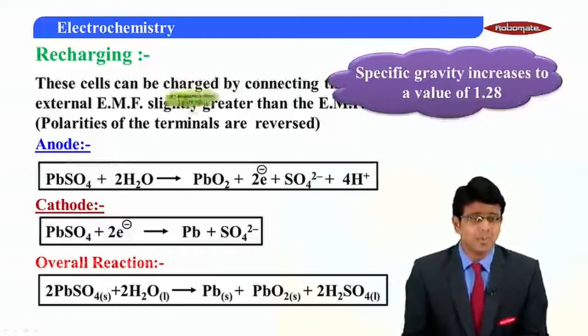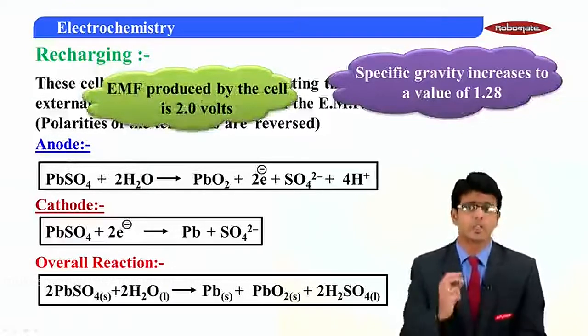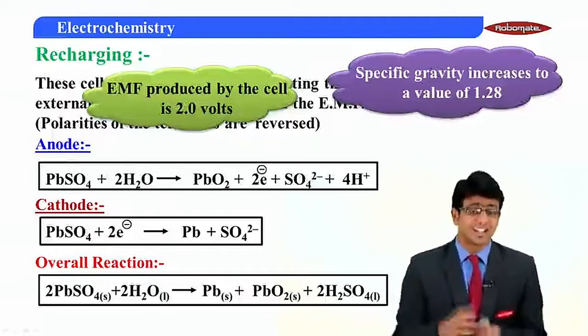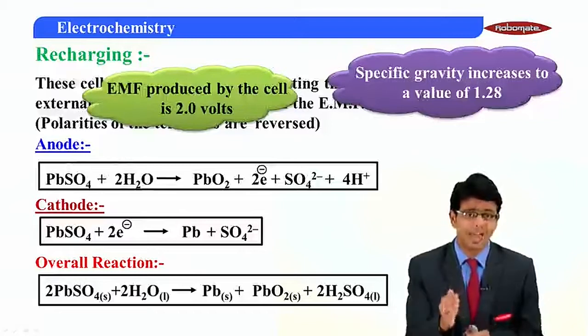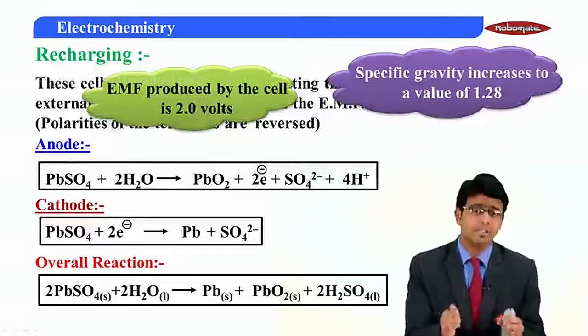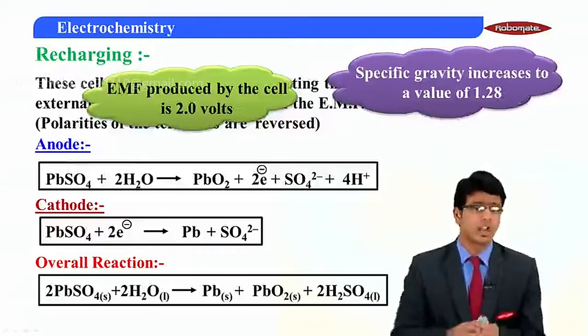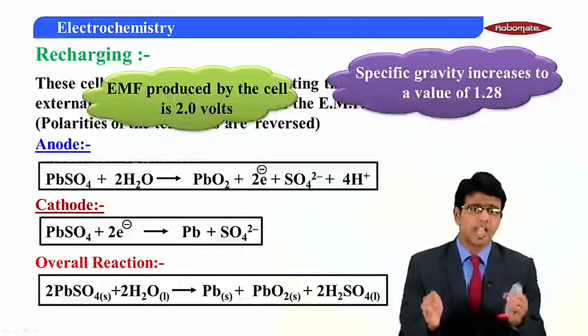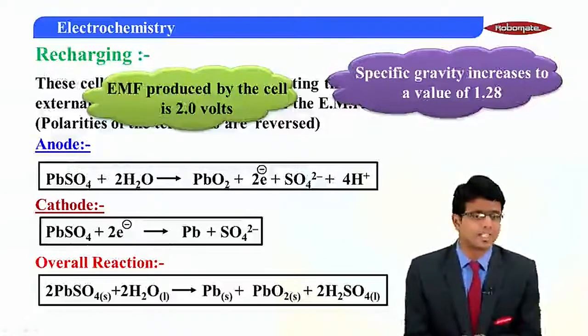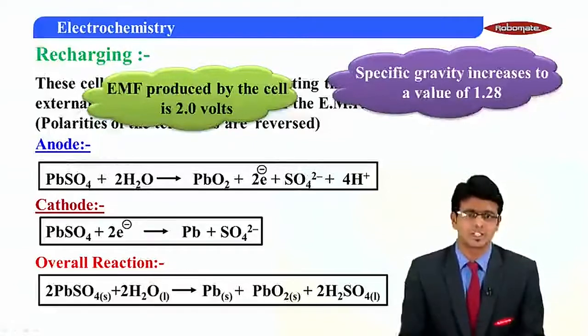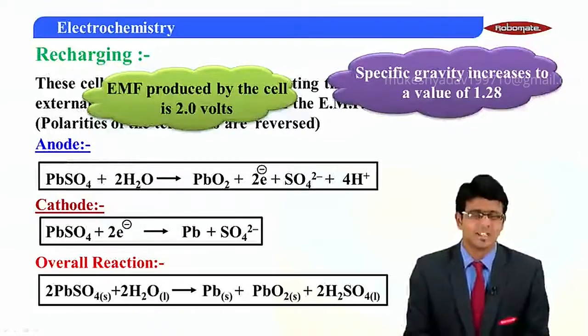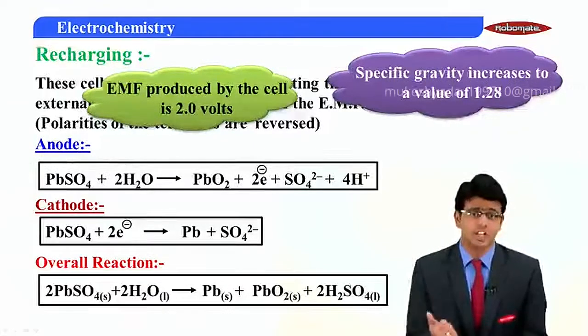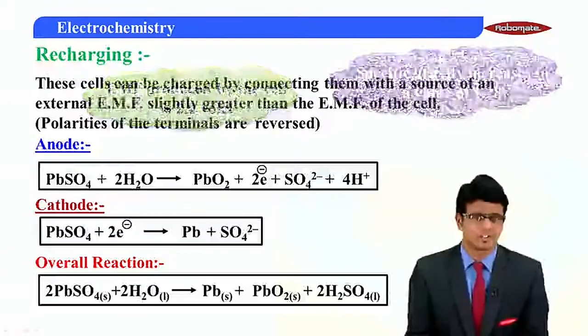The EMF of this cell is 2 volts. The cell here consists of one anode and one cathode, having an EMF of 2 volts. So if there are 3 anodes and 3 cathodes connected alternately, we basically have a 6 volt battery. So that was with respect to the discharging and charging of the lead accumulator.